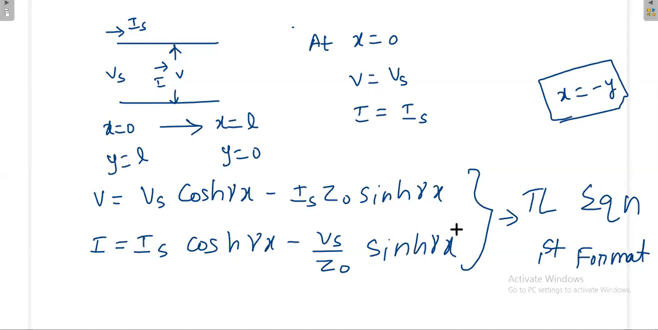Okay, this is the first format of the transmission line equation. If you replace x with minus y, then you will get the second format of the transmission line equation. If you are able to remember it, just try to remember it, but that is not mandatory. We will do everything with the help of this equation and derive some conclusions. But if you are not able to remember this equation, then you have to remember the conclusion.